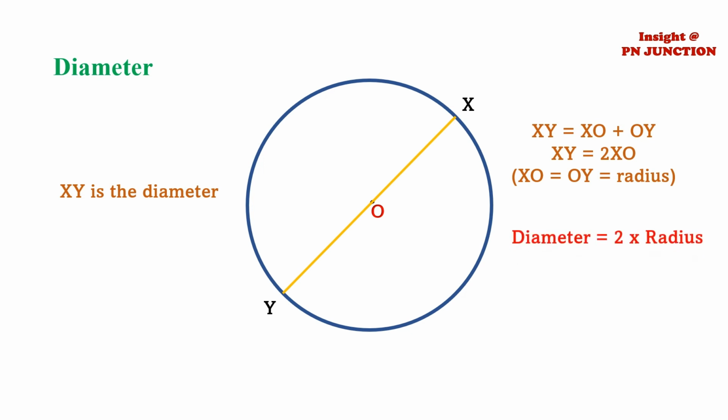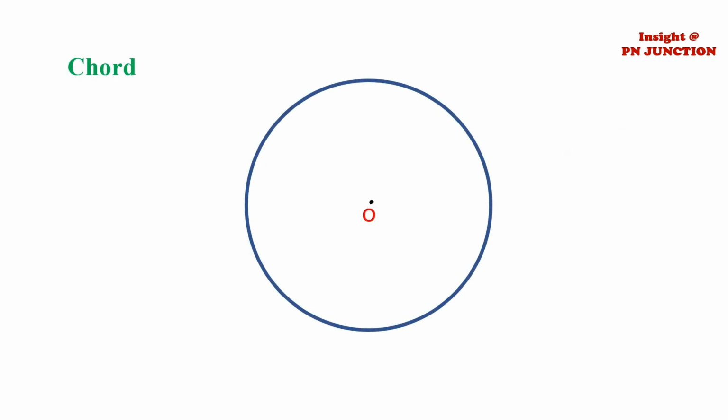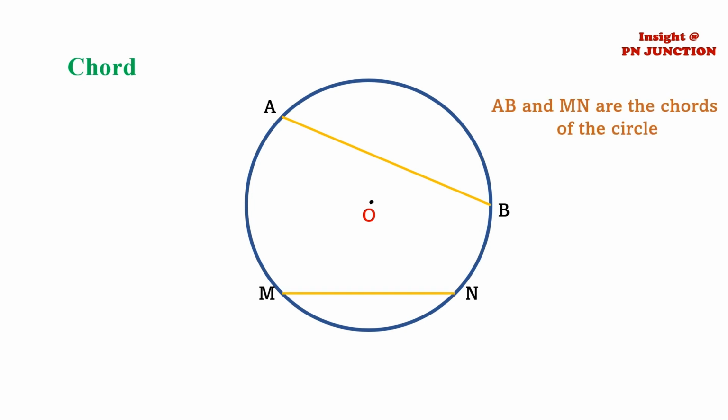Now, what is a chord? A chord is a line segment that connects two points on the circumference of a circle. It lies entirely inside the circle and has its endpoints on the circle. In this figure, AB and MN are the chords of the circle.